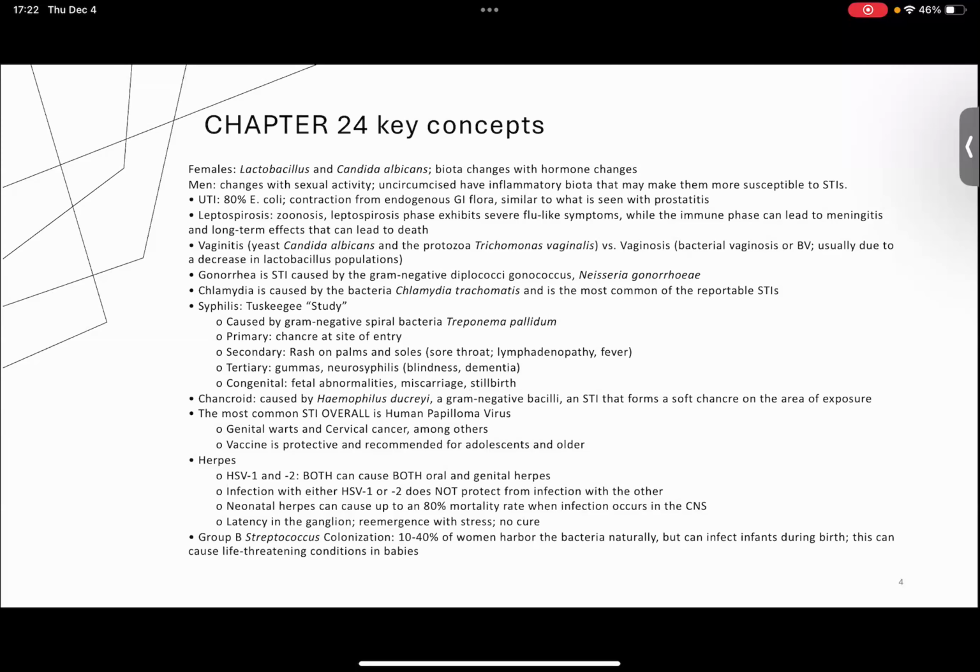The secondary stage of syphilis leads to a very characteristic brownish rash that we see on the palms and the soles of the feet, and eventually develops on the trunk of the body. We also will see sore throat, lymphadenopathy, fever. Lymphadenopathy means swollen lymph nodes that you can palpate. So that's usually the secondary. Once you've progressed to that, you're in secondary.